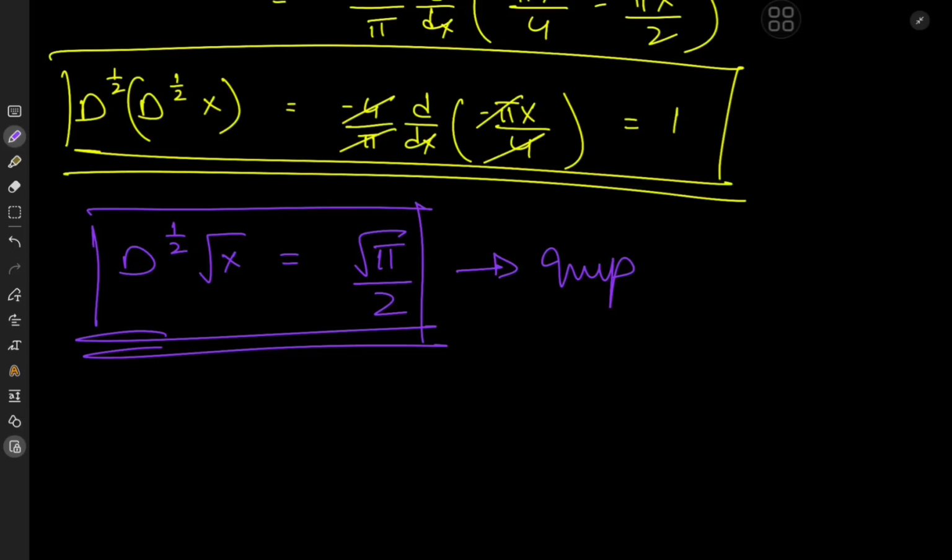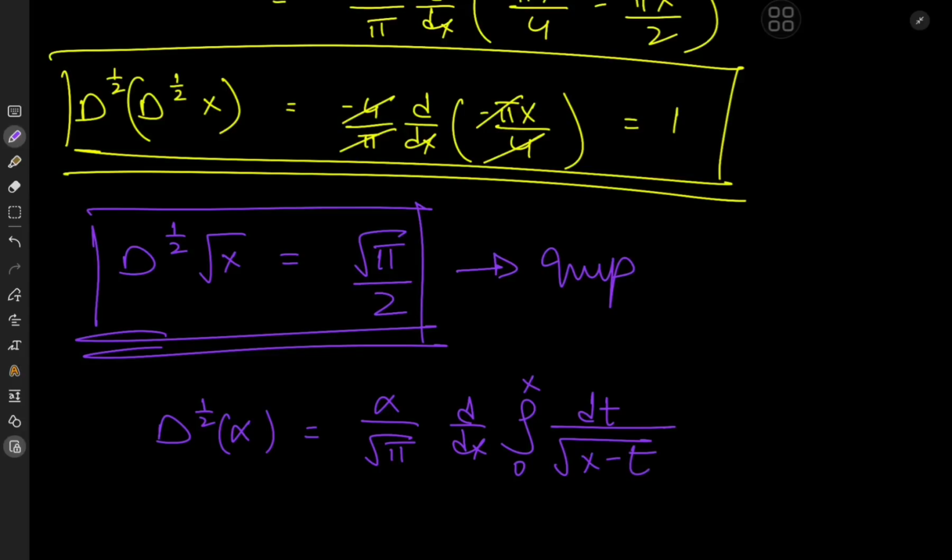Okay, this is looking good so far, but an interesting question arises if you apply the half derivative operator to a constant that could be a real or a complex number. So let's apply the half derivative to some complex number alpha. That would give us, once again, 1 by root pi because of the gamma 1/2 term, derivative with respect to x of the integral 0 to x of alpha, which is just a constant, so take it outside, alpha by root pi outside, derivative with respect to x, integral 0 to x of dt divided by root (x minus t).